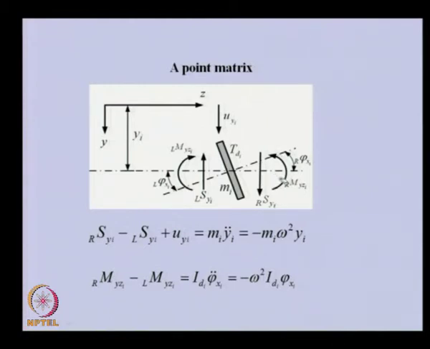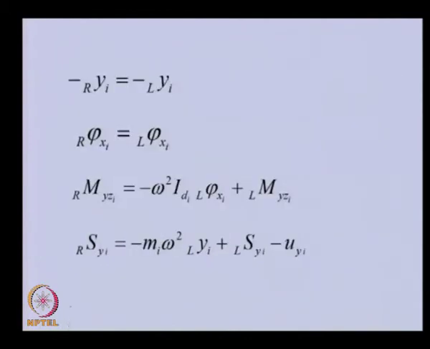Similarly, the moment equation: this moment in the positive direction, and this in the negative direction opposite to the previous one, is equal to the rotary inertia id, the diametral mass moment of inertia, into angular acceleration about the x axis. For simple harmonic motion, we can write this like this. So, these are the shear force and bending moment, the moment and force balance.